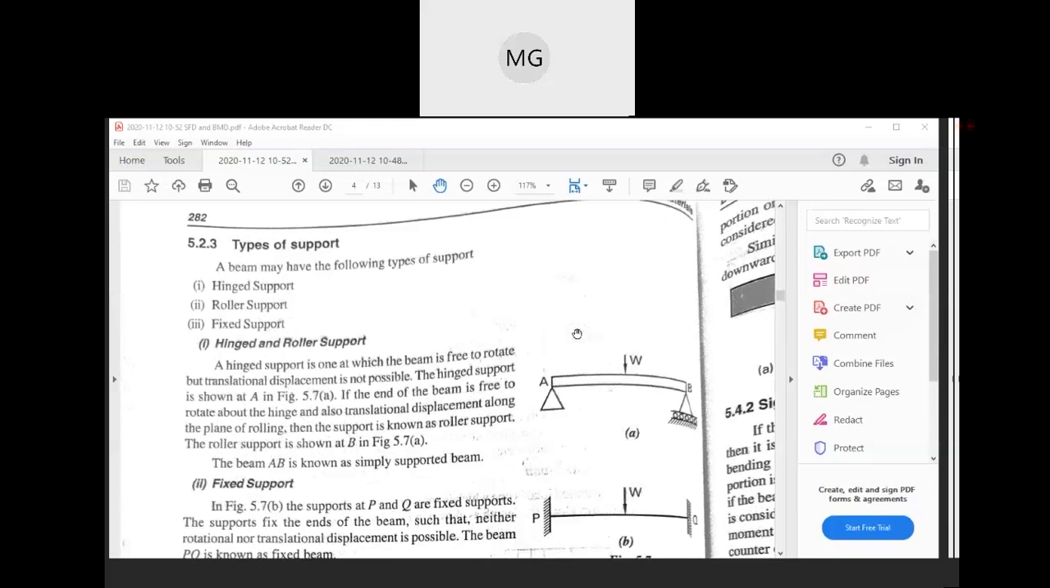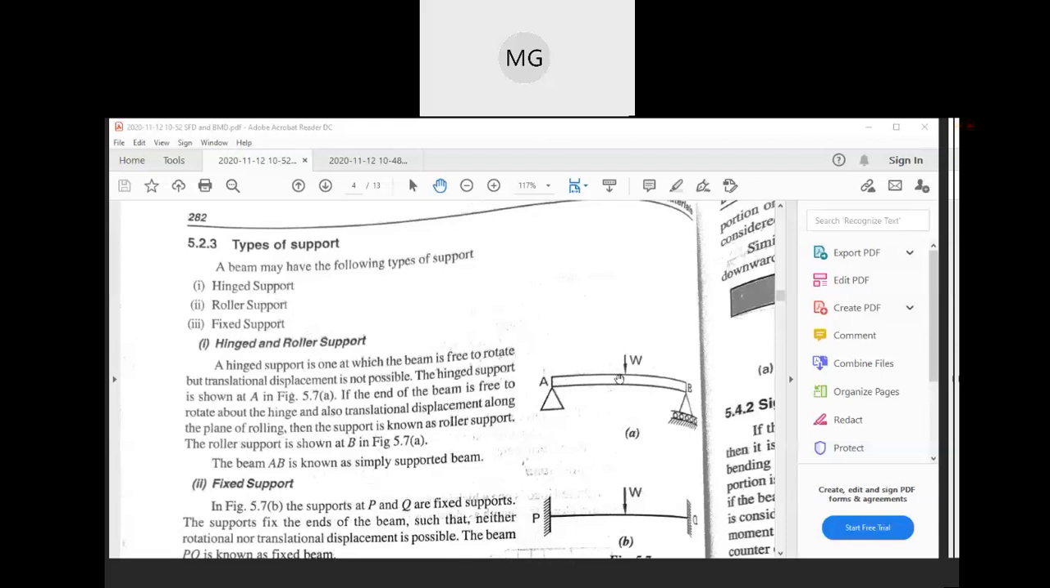Next, types of support: hinged support, roller support, fixed support. While solving problems, types of support is not that important, but in future subjects it is very, very important. The first one, hinged support and roller support.